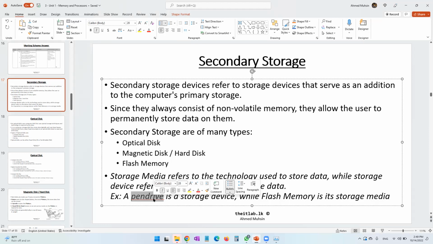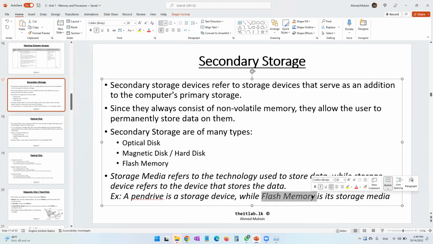Now, what technology is a pen drive using to store data? It uses flash memory. Is it clear? So flash memory is the storage media. Let's give another example. If you talk about CD, DVD, Blu-ray, these are storage devices. A CD is a storage device. You store data on a CD.